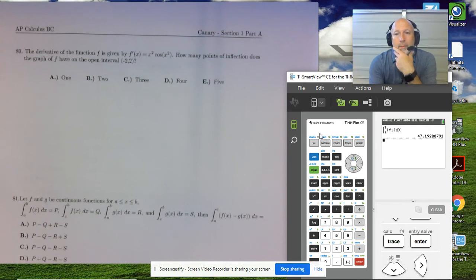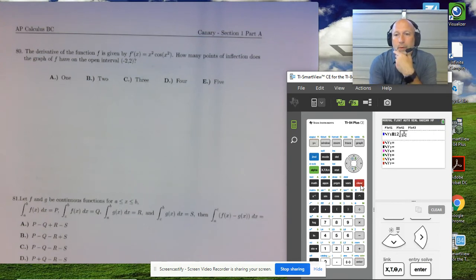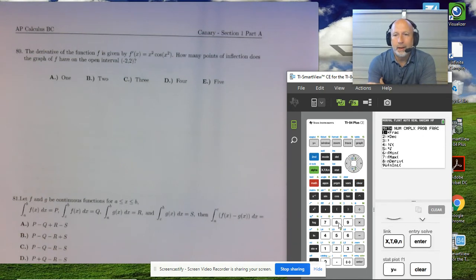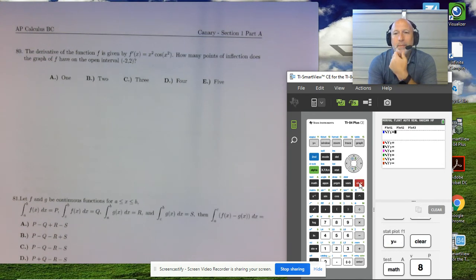So I'm going to go to y equals and clear off what we have here. Now I'm going to enter in the derivative of this function. I can do the derivative by hand and then enter it in, but even easier, the graphing calculator does this for me. Actually, to make it a step easier, the first function I'm going to enter is x squared times cosine of x squared.